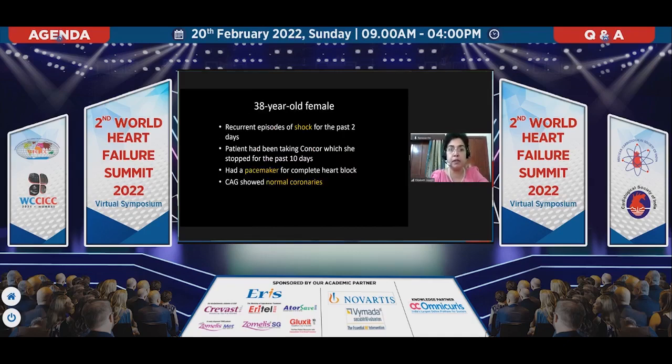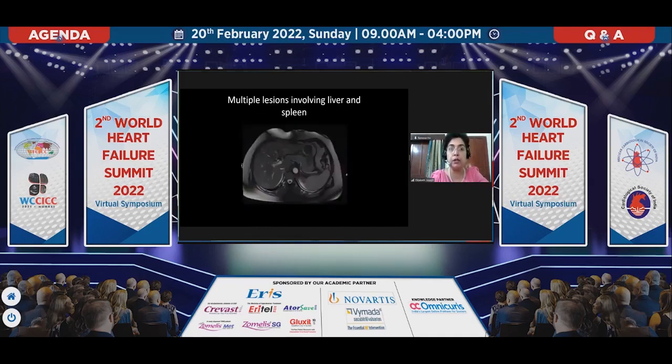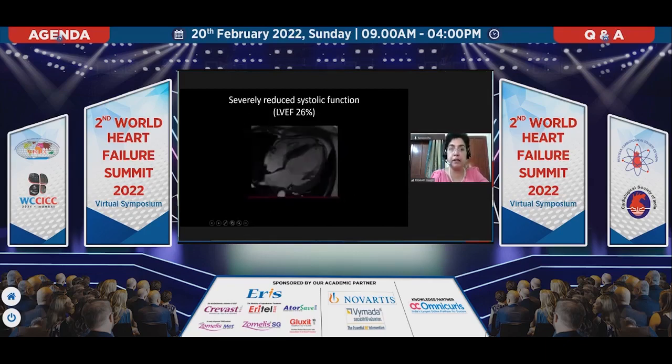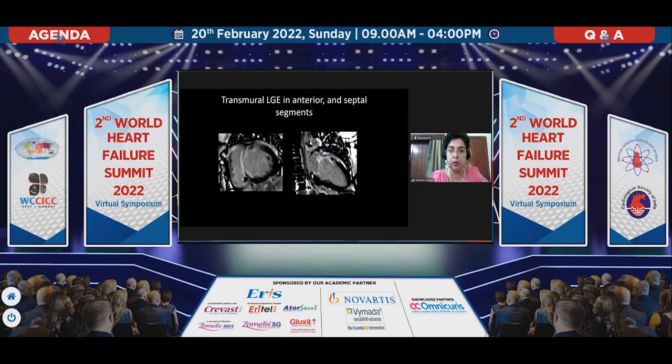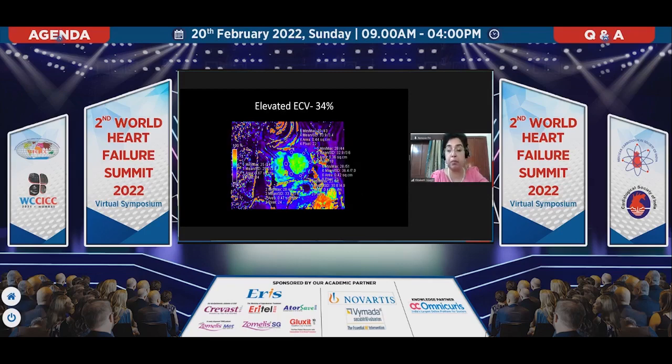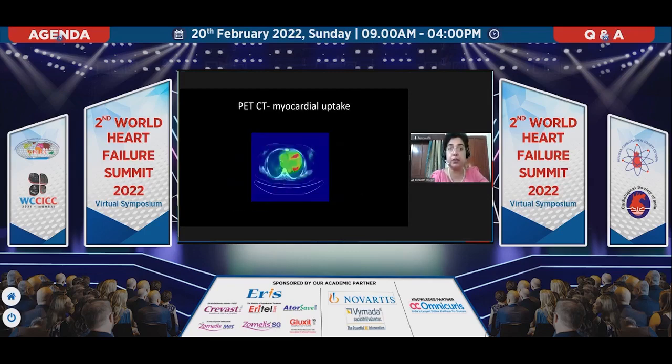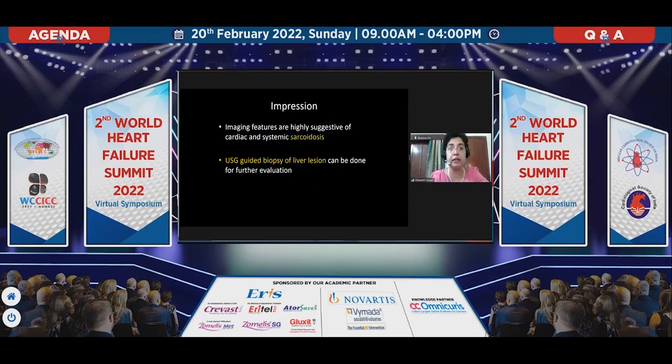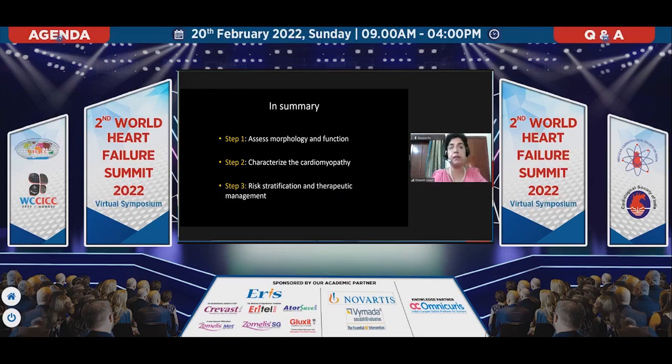So this patient presented with shock and normal coronary arteries. There were lesions in the liver and the spleen. The LV ejection function was low. The anterior and septal walls showed transmural enhancement. The T1 map was normal, but the ECV map was abnormal. PET-CT showed mediastinal nodes as well as myocardial uptake, and a diagnosis of sarcoidosis was made.